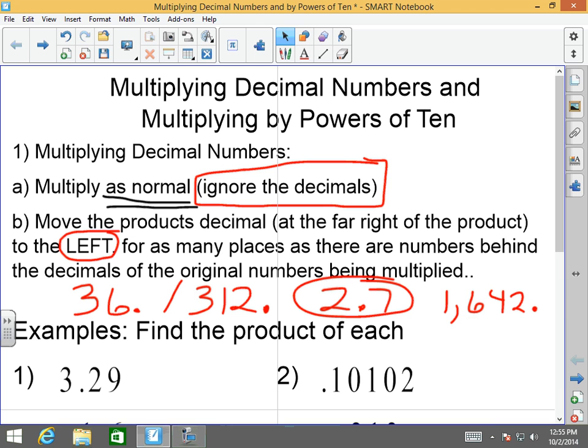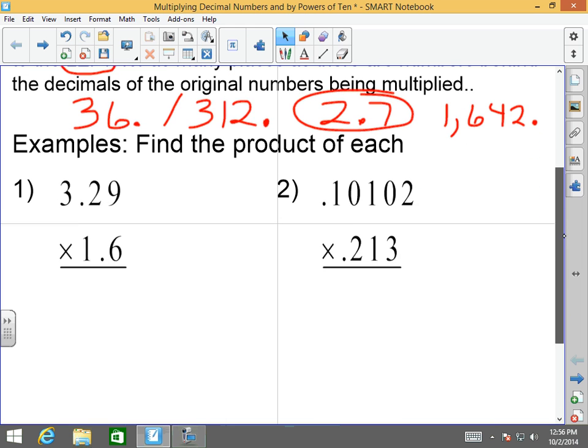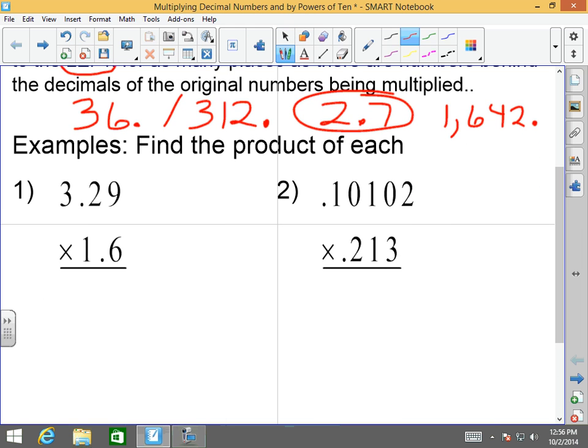And when we're multiplying by decimals, you're going to, like I said, multiply as normal. And then once you have your answer, you're going to take that decimal at the far right of the product, and you're going to move it to the left as many places as there are numbers behind the decimals of the original numbers being multiplied. And it's literally that easy. So let's try it out. All right, let's start.